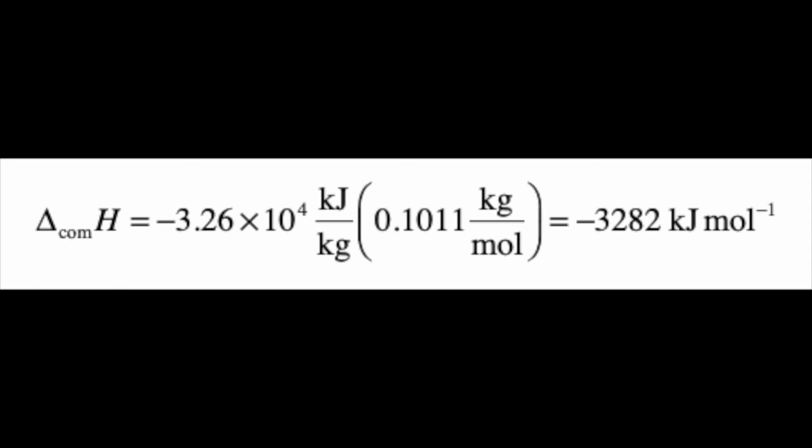The enthalpy of combustion is the amount of energy in the form of heat derived from burning 1 mole of coal. So we take the calorific value multiplied by the effective molar mass, and we'll find minus 3,282 kilojoules per mole. Note that this is a negative number because it's an exothermic reaction. The delta H, the enthalpy change, is negative for an exothermic reaction.